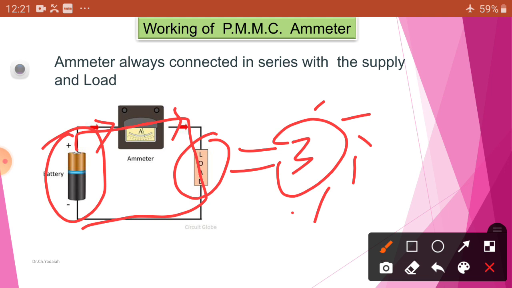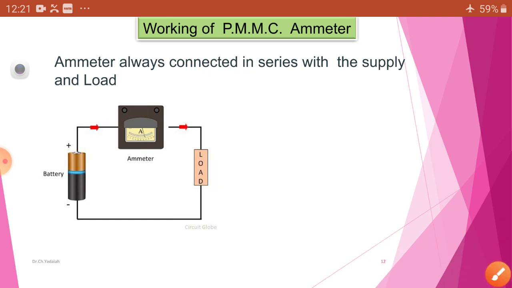Based on this load current, deflection torque is developed, and when the deflection torque and controlling torque oppose each other and are equal, the pointer will show the reading. That pointer shows the actual current consumed by this load. It may be in the 0 to 5 ampere range, and it may read 1, 2 or 3 amperes based on the load you have connected.